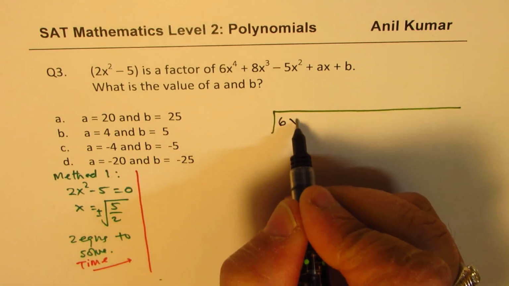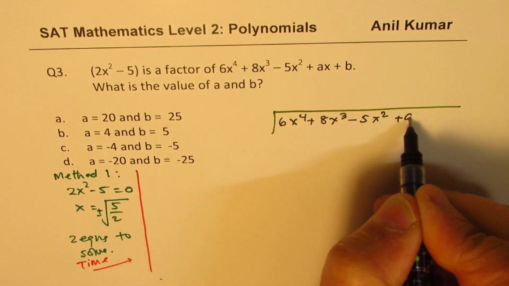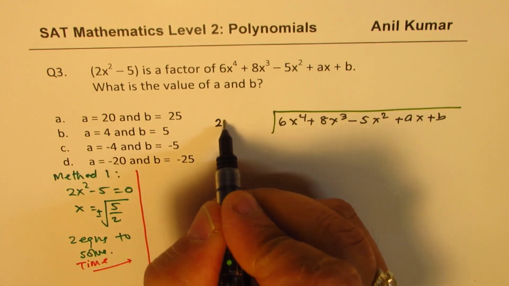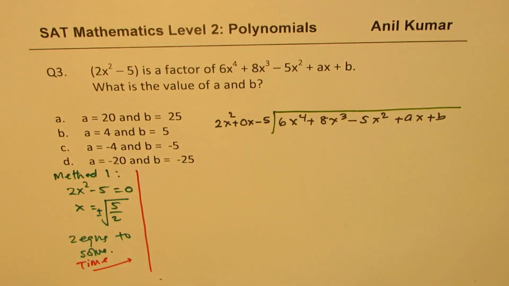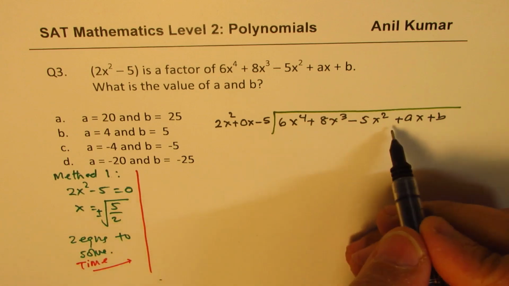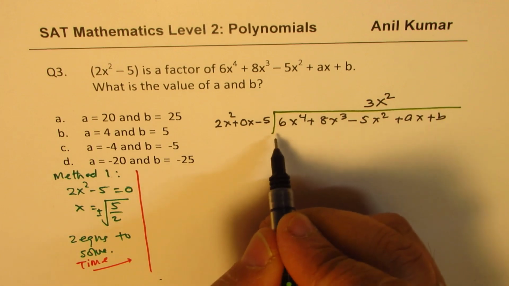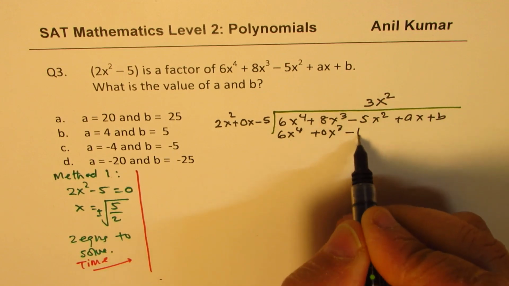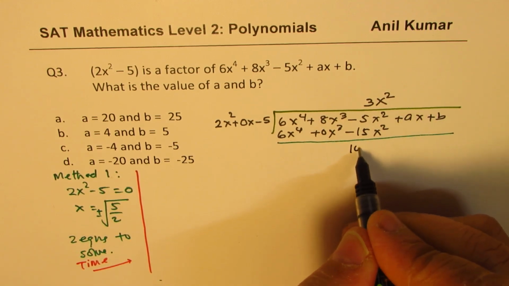We have 6x to the power of 4 plus 8x cubed minus 5x squared plus ax plus b. And on this side, we are missing one term here. So we'll write here 2x squared plus placeholder 0x minus 5 and perform the long division, correct? So taking the first terms, we will first multiply by 3x squared, right? Get rid of 6x to the power of 4. We get 6x to the power of 4 plus 0x cubed minus 5 times 3 is 15x squared, right? So when you take away, what do you get? So you get 10x squared, right?